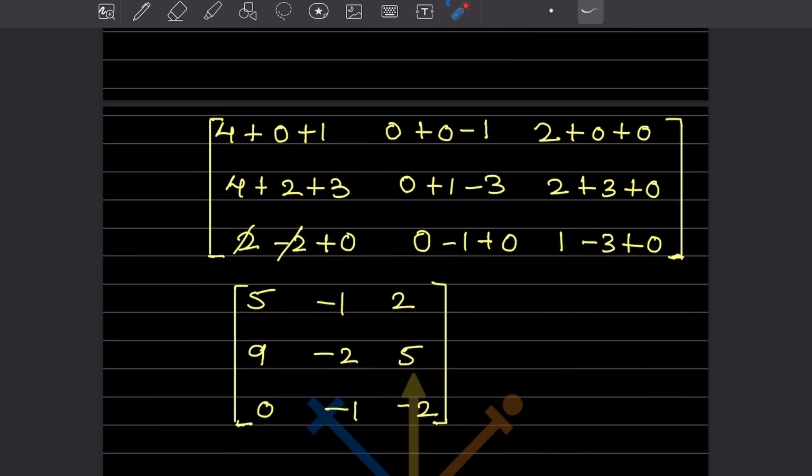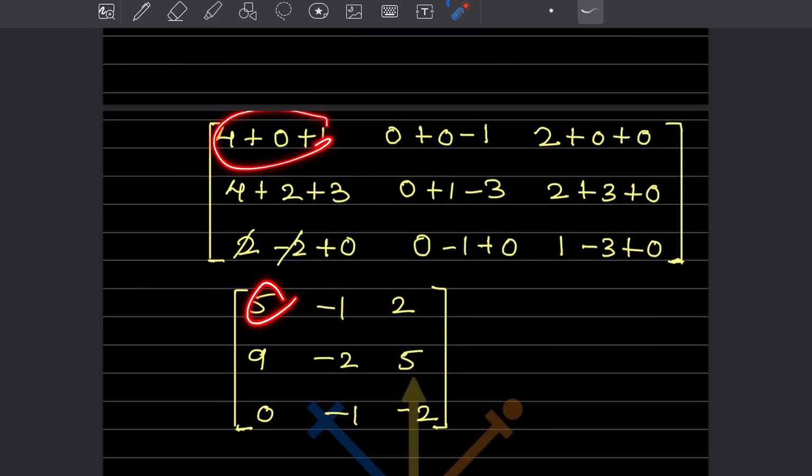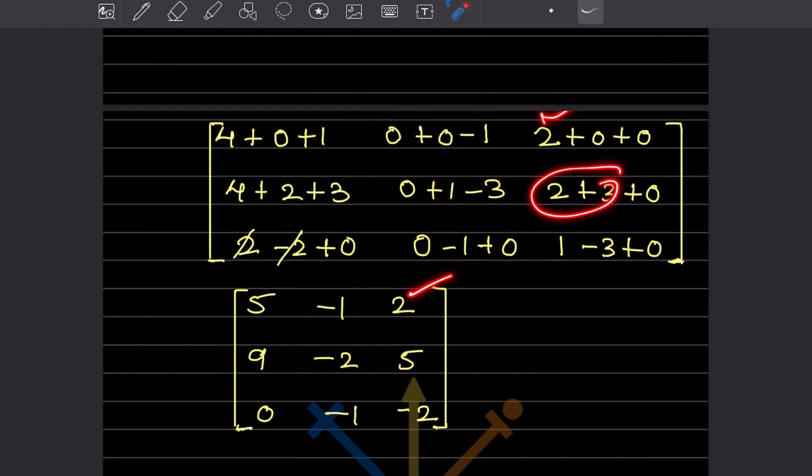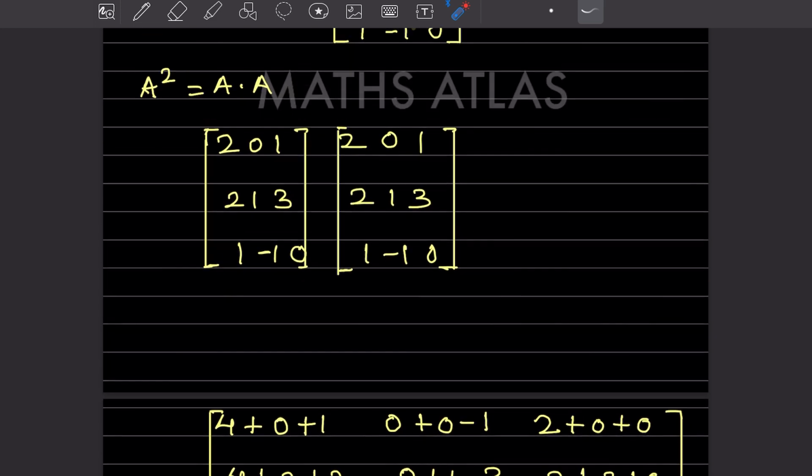So this is done. So now what you can see, this is 5, 9, this gets cancelled, so this will be 0, minus 1, plus 1, minus 3, minus 2, minus 1, 2, 5, minus 2. So this is what we got for a square.